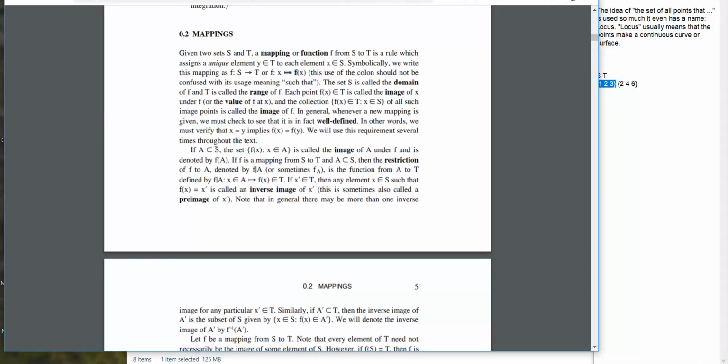Now, A is a proper subset of S. The set f of x, where x belongs to A, is called the image of A under f, and is denoted by f of A. If f is a mapping from S to T, and A is a subset of S, then the restriction of f to A, denoted by f restricted to A, is the function from A to T, defined by... this is a bit weird, isn't it? x belongs to A is called the image of A under f.